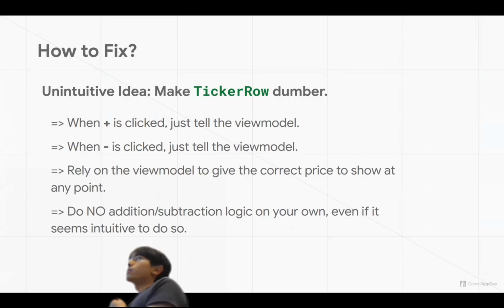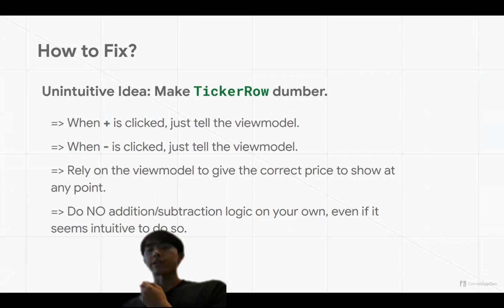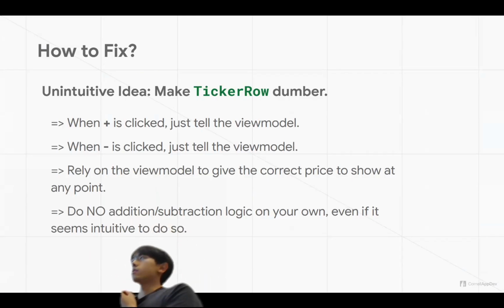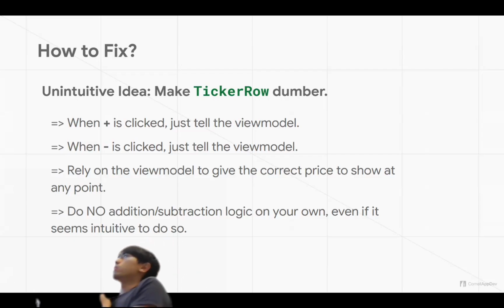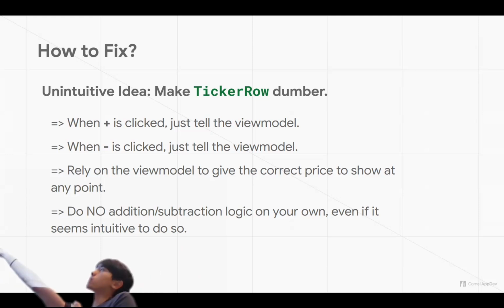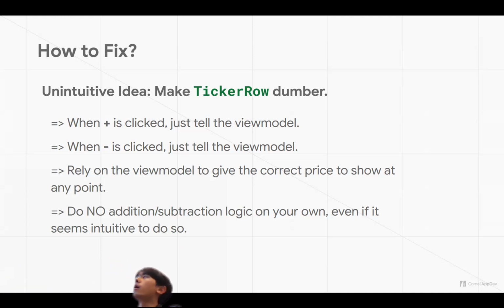So at every single point in execution, we can just rely on the view model to tell each ticker row what the correct price is to show at any point. And within ticker row, we are not going to do any actual addition or subtraction logic, even if it seems intuitive, like, oh, if I'm pressing plus, it should technically go up. We theoretically could implement ticker row with those plus and minus buttons to just do nothing.